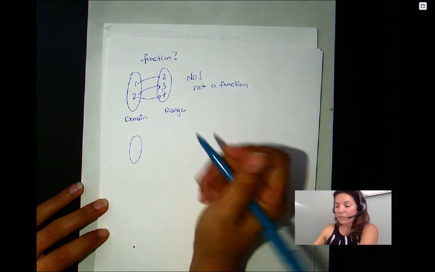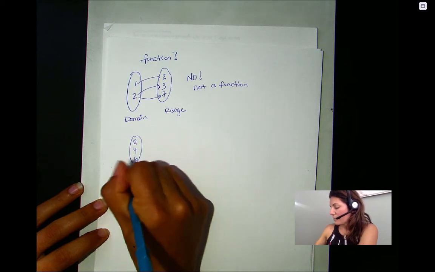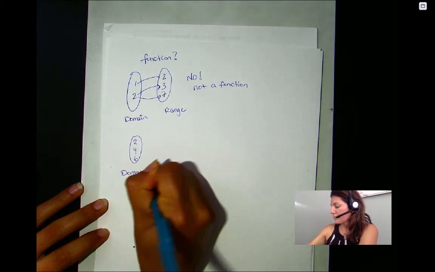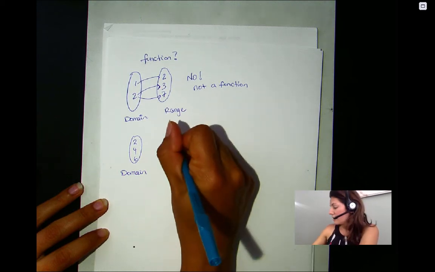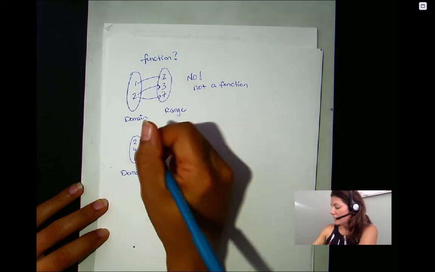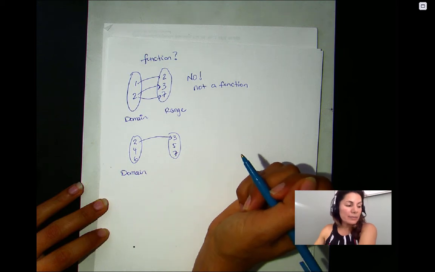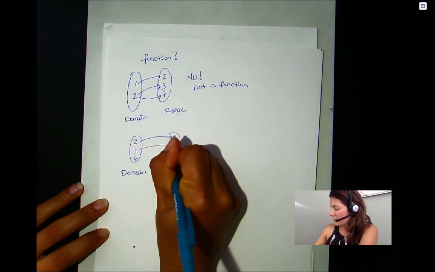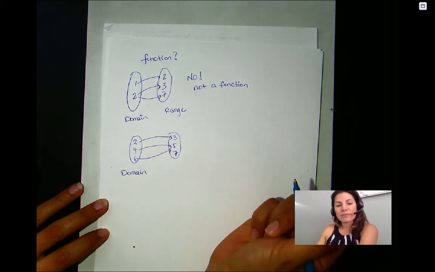Now say I have a different one that is 2, 4, 6. So this is my domain, and the range, say, is 3, 5, 7, and let's say 2 goes to 3, and we will say that 4 goes to 5, but 6 also goes to 5. So is this a function or no?